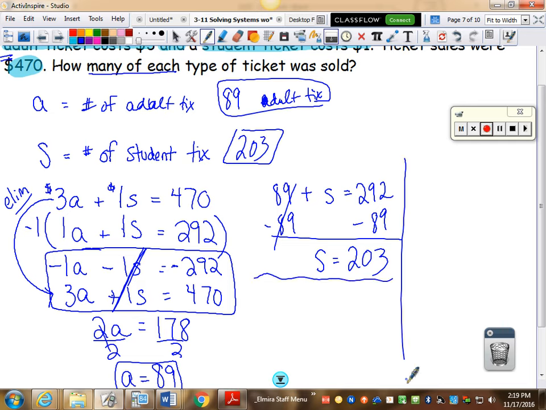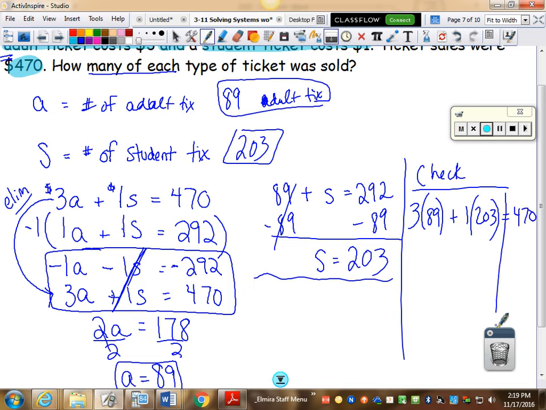All right, now if I want to check that, I want to see if $3 times 89 adult tickets plus $1 times 203 student tickets is going to equal 470. So 3 times 89 is 267 plus 203, and it does equal 470, so I did this correctly.